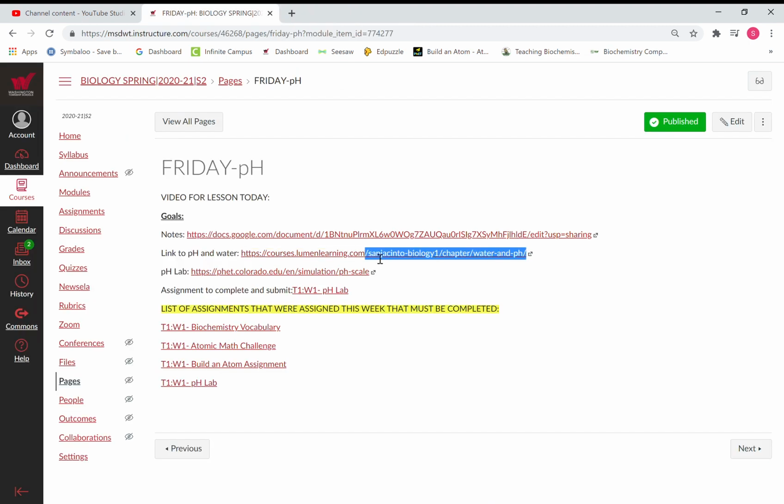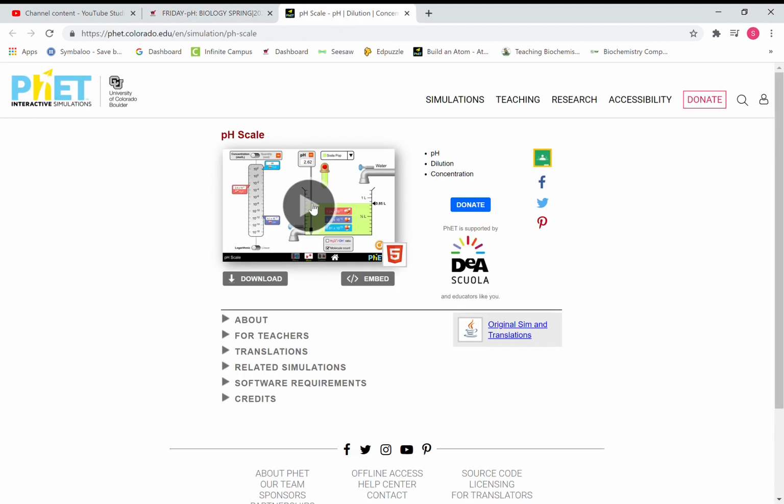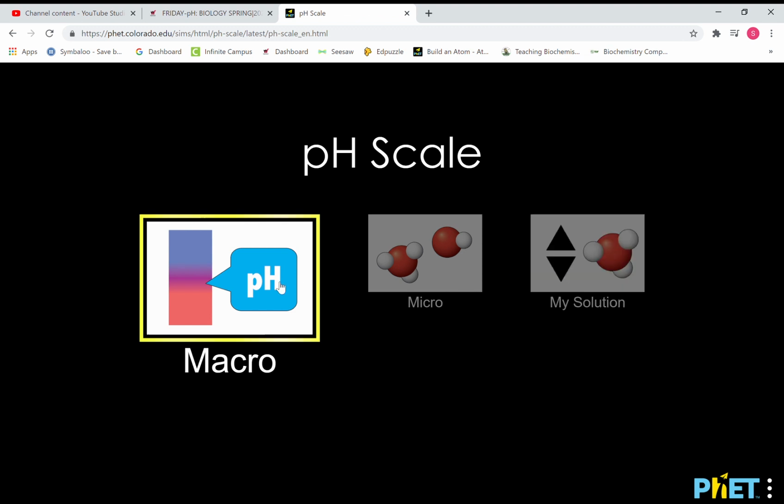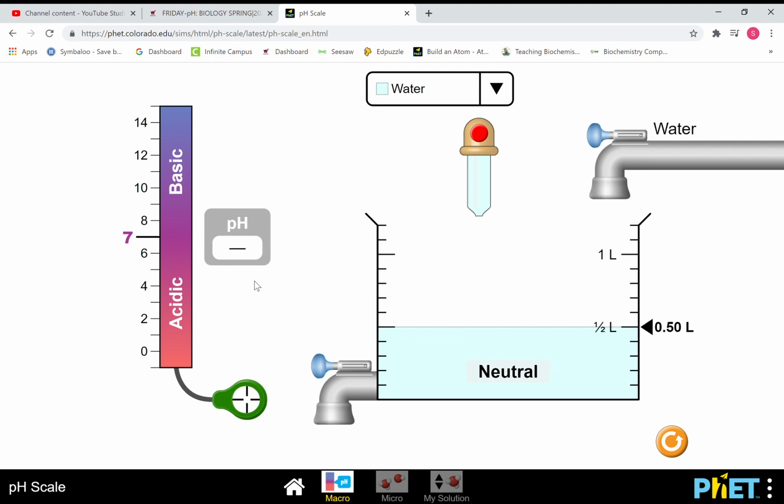Here's the pH lab we're going to do today. It's similar to yesterday's activity. You're going to go ahead and click on the link to the lab. You're going to have 3 different options here. You can choose to play with all 3 of them if you wish. They're just ways to understand the pH scale. We're going to use this one as our activity.